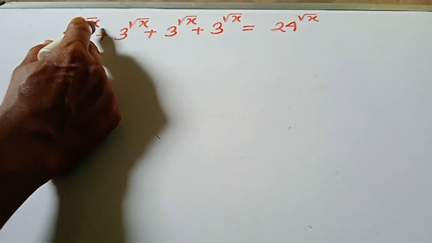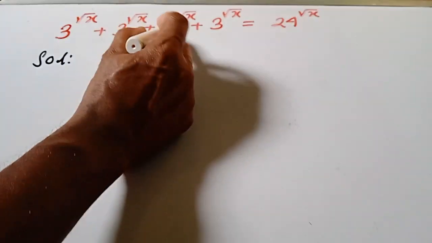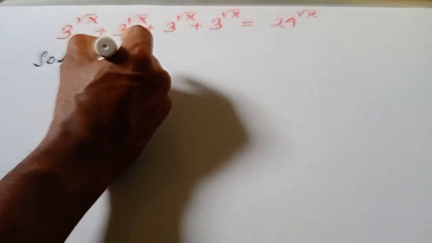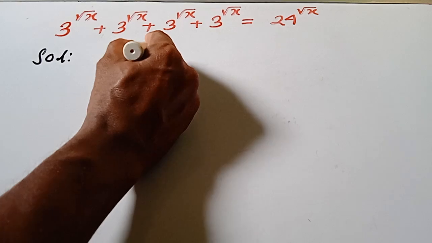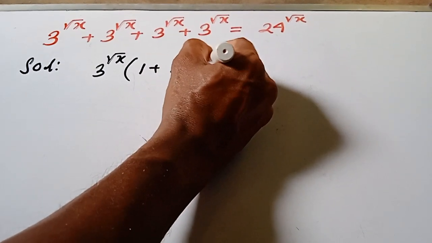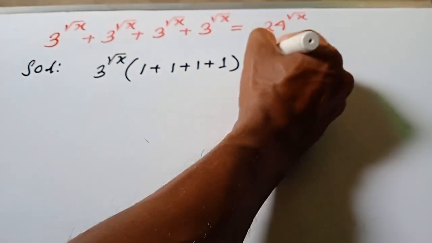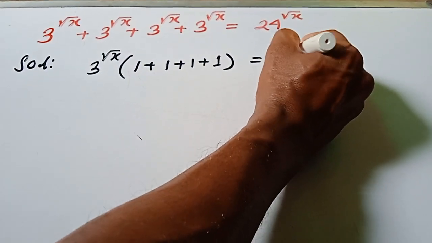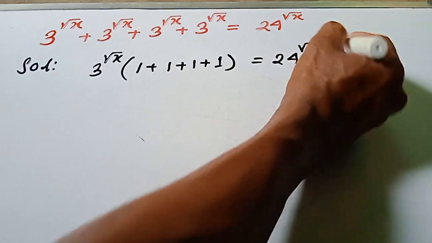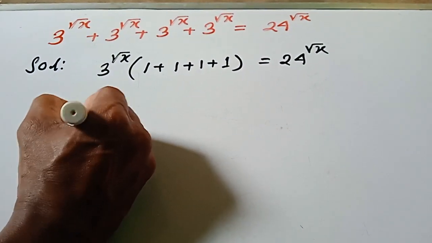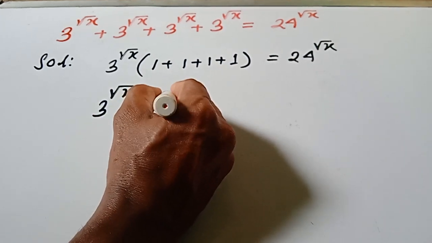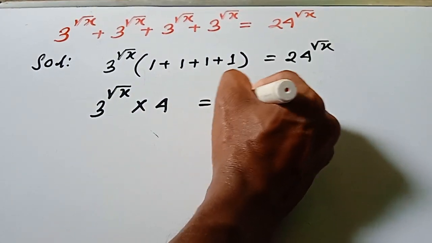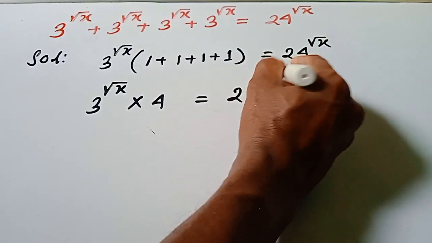At first, we have 3^√x, 3^√x, 3^√x, 3^√x. We can take 3^√x common. Then 1 plus 1 plus 1 plus 1 is equal to 24^√x. Next, 3^√x times 4 is equal to 24^√x.